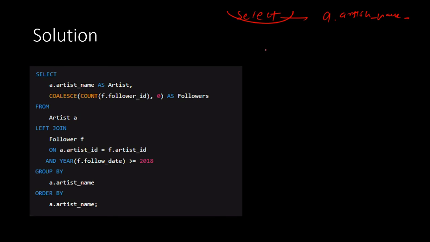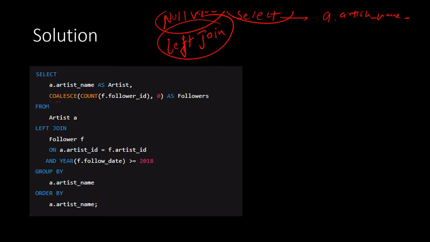Now, if you know or don't know, this is the syntax called COALESCE. I pronounce this function as coalesce. What is the use case of this? I will explain. This is the function which we can use to replace the null values. Suppose we are joining the tables using left join, because we actually need to include all the artists.